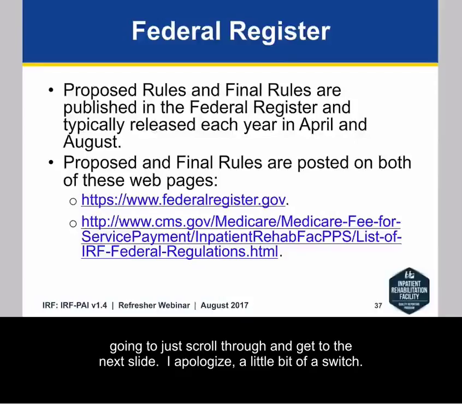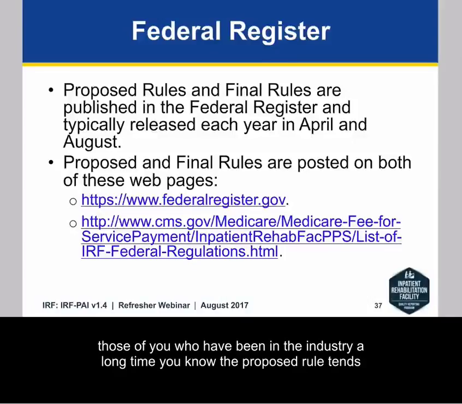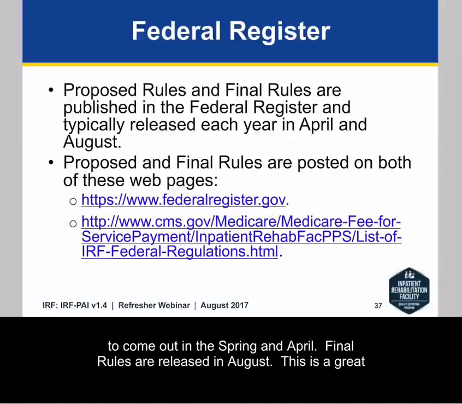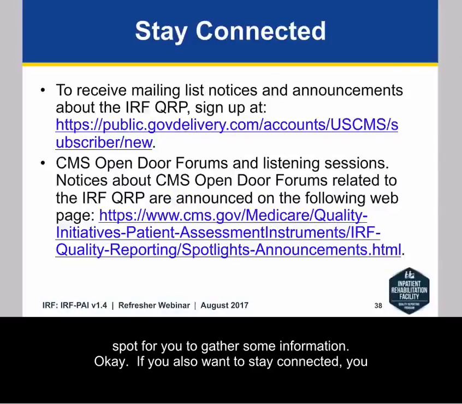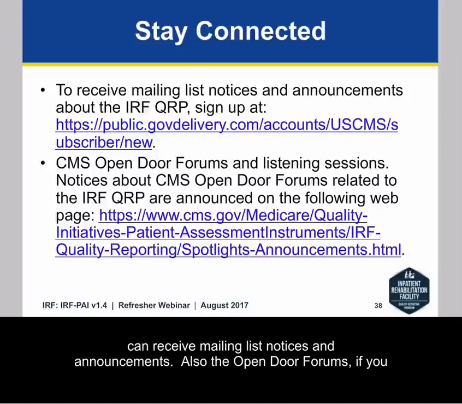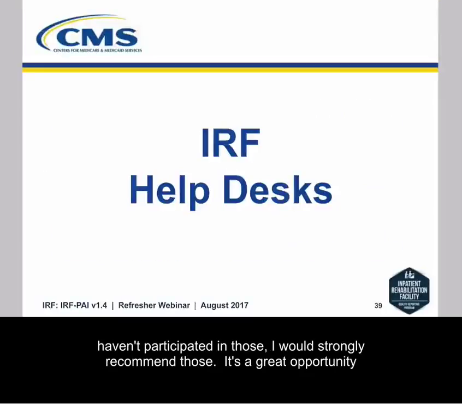Okay. And the Federal Register is another area in which you can get some information. For those of you who've been in the industry a long time, you know that the proposed rules tend to come out in the spring and April, and final rules are released in August. And this is a great spot for you to gather some information. Okay, and if you also want to stay connected, you can receive mailing list notices and announcements. Also the open door forums, if you haven't participated in those, I would strongly recommend those. It's a great opportunity to have a dialogue with CMS.